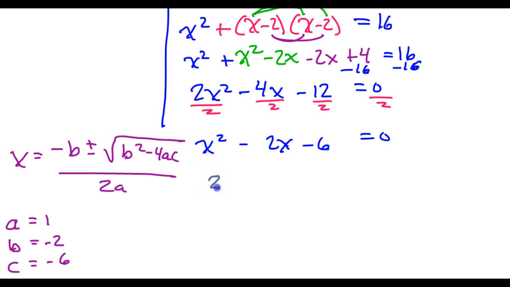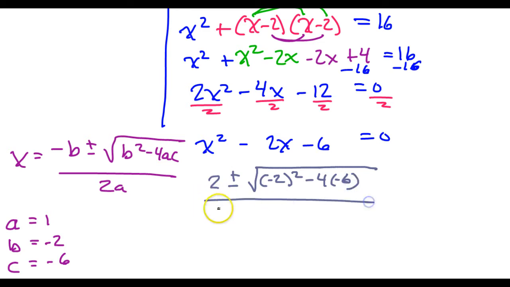So I've got positive 2 plus or minus the square root. And then it's b squared, so I've got this negative 2 squared minus 4. A is 1, so I don't need to write that down. But then c is negative 6. All over 2a. Well, 2 times 1 is just 2. I would calculate the discriminant next by itself. So negative 2 squared minus 4 times negative 6.